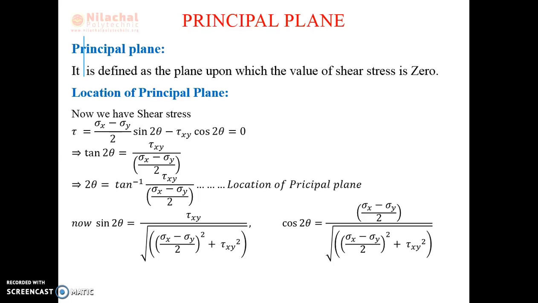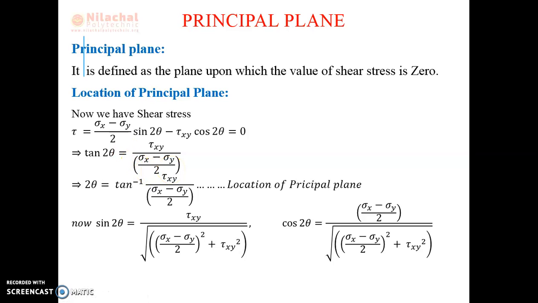To find the location of the principal plane, we have to see that the shear stress value should be 0. Now, shear stress is equal to (sigma x minus sigma y)/2 sin 2 theta minus tau xy cos 2 theta, equal to 0. Tau xy cos 2 theta will come to the right side and this will be on the left side. Now cos 2 theta will come to the left side, that is sin 2 theta divided by cos 2 theta, that is tan 2 theta. On the right side it is tau xy divided by (sigma x minus sigma y)/2.